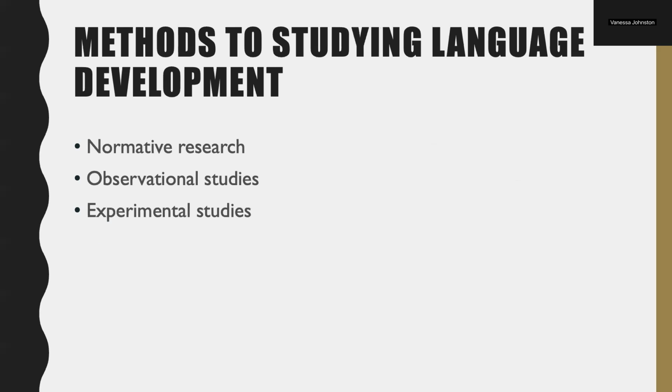So, methods for studying language development. We have normative research, so experts compile data from multiple individuals on a certain aspect of language development, and then from that data, they chart the ages by which children typically meet certain milestones. So by age 1, they have maybe 10 words. By age 2, they have 300 words. And so normative research is where we get those child development milestones from.